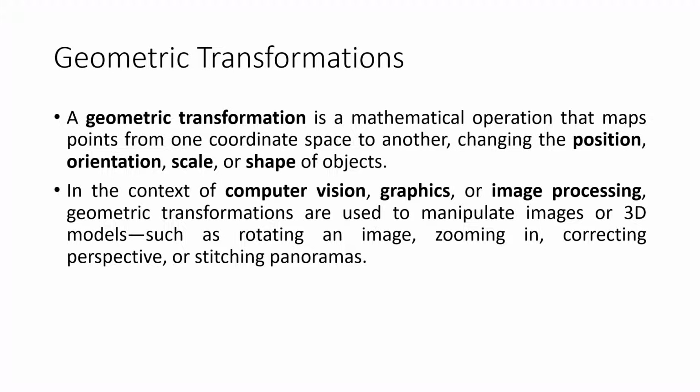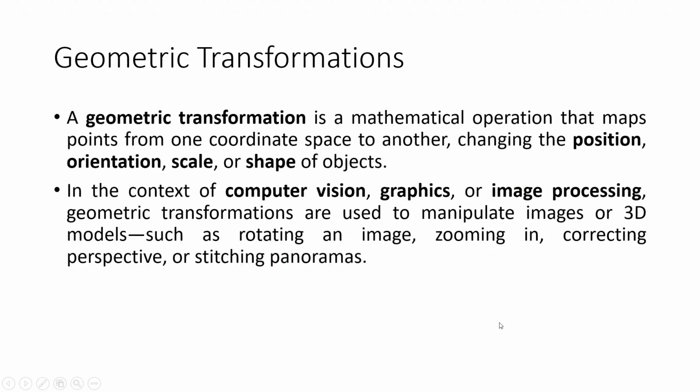All, in this video, we are going to see about geometric transformations. Geometric transformation is a mathematical operation that maps points from one coordinate space to another, which means we can change the position, orientation, scale, or we can change the shape of the object.